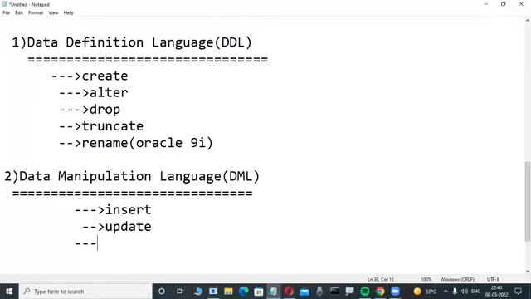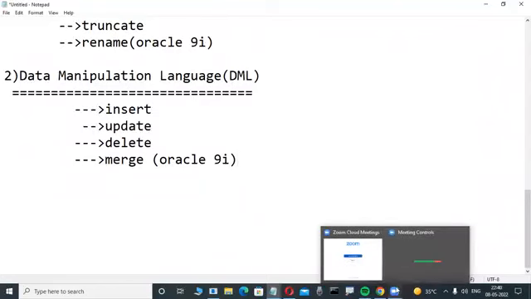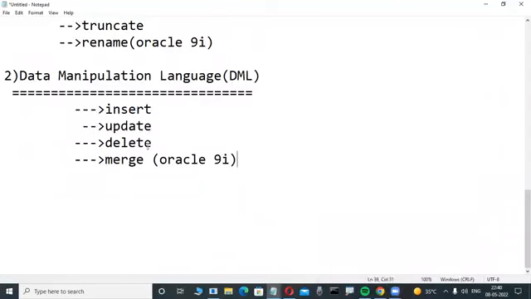Practically we are learning these. These three are common in every database, but Oracle 9i introduced one new concept: merge is a command under the DML category. That's why from Oracle 9 onwards, merge is also there in your DML. All databases have insert, update, delete. On the Oracle side, merge is an extra command from version 9 onward.